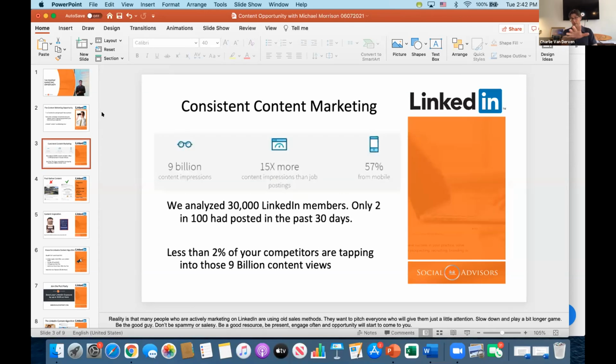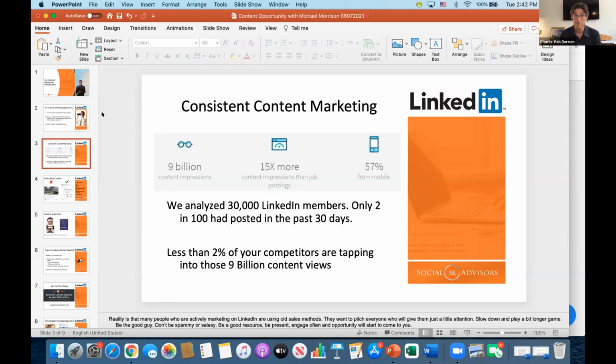Now, these are real live stats. The stat on the top there, 9 billion content impressions, that's a screenshot from LinkedIn. That's their stat. Now that's global, right? 9 billion content impressions every single week on LinkedIn. Now, about 1/3 of their network resides in North America, or at least US and Canada. So about 3 billion of those content impressions happen in the United States and Canada.